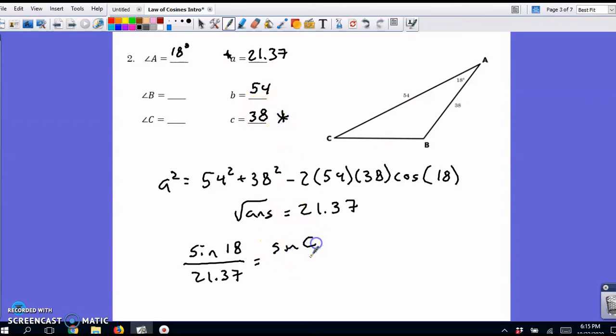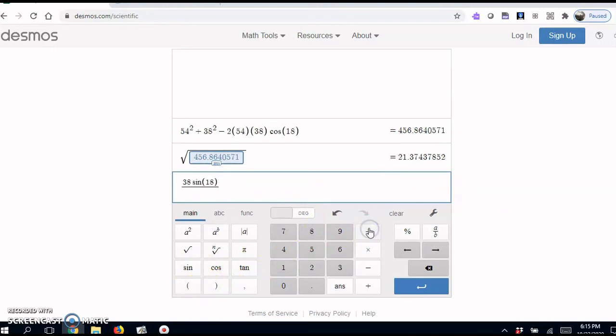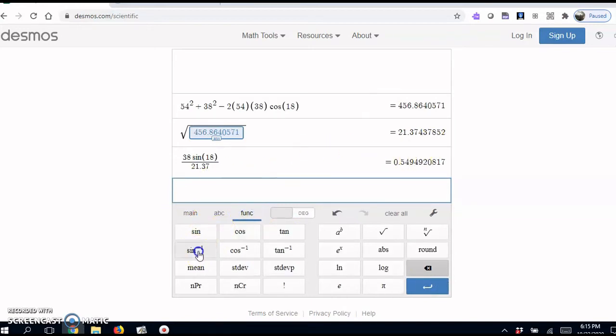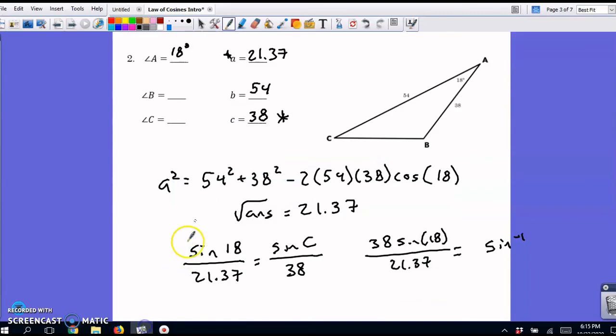So that would be the sine of C over 38. So again, 38 sine of 18 over 21.37 will give me the sine. So I need to do the inverse. So it'll be 38 sine of 18 divided by 21.37. That's the sine, so inverse that answer, and that's a 33-degree angle. So that C is 33.